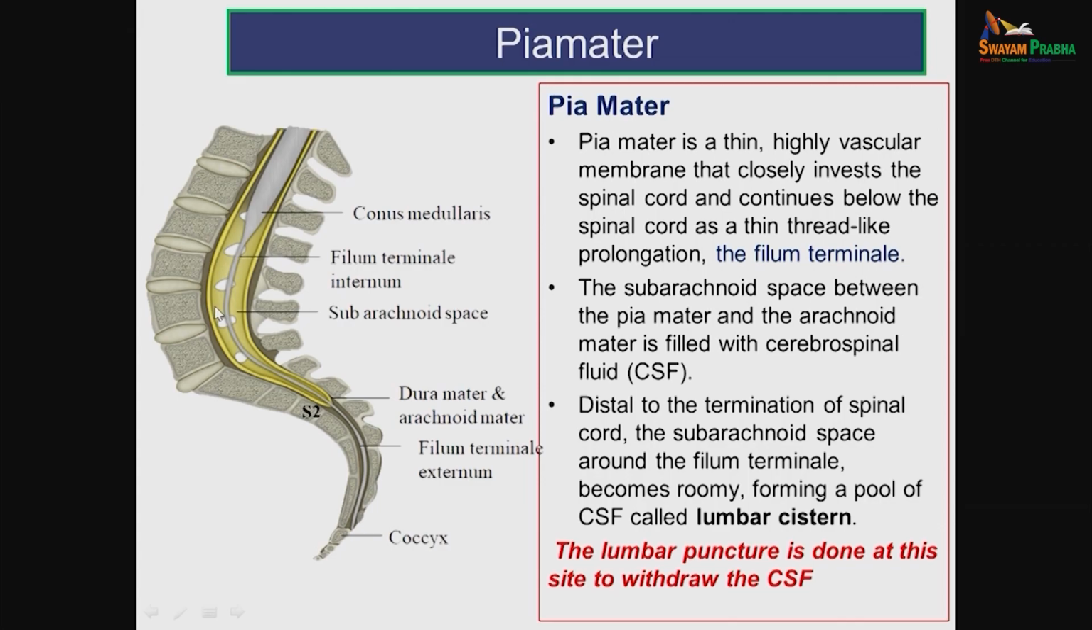As I mentioned earlier, you can see the subarachnoid space. This subarachnoid space is between the arachnoid mater and the pia mater, which is filled with cerebrospinal fluid. Please have a look at this picture where you can see that beyond the termination of the cord, the subarachnoid space, what you see here around the filum terminale, is roomy, and hence the pool of CSF is seen in this place. This is called the lumbar cistern, and this is the preferred site for lumbar puncture to withdraw the CSF.